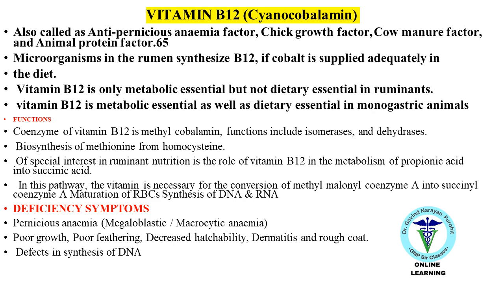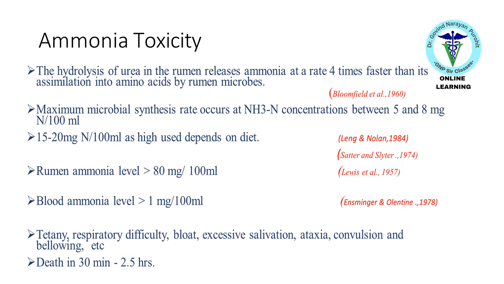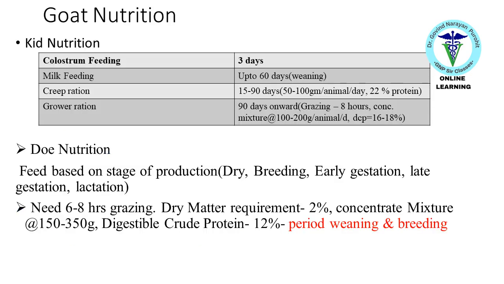Deficiency symptoms. Pernicious anemia, megaloblastic, macrocytic anemia, poor growth, poor feathering, decreased hatchability, dermatitis and rough coat. Defects in the synthesis of DNA. Some non-protein nitrogen sources used in animal feeding are shown here. Ammonia toxicity. Goat nutrition. The kids' nutrition is shown in the above table.